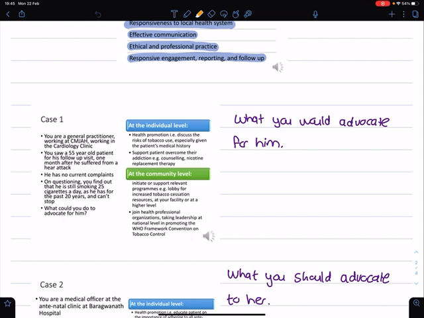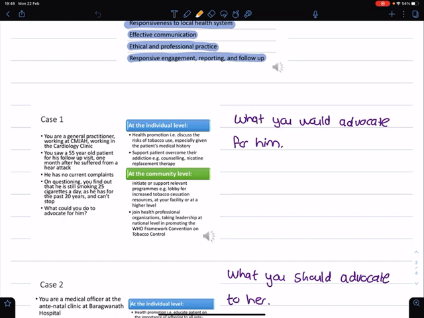At an individual level, it will be health promotion. You'll discuss the risks of tobacco use, especially given his medical history. You will support the patient to overcome the addiction through counseling, nicotine replacement therapy, etc. So you'll try and promote his health by helping him get over his tobacco addiction.